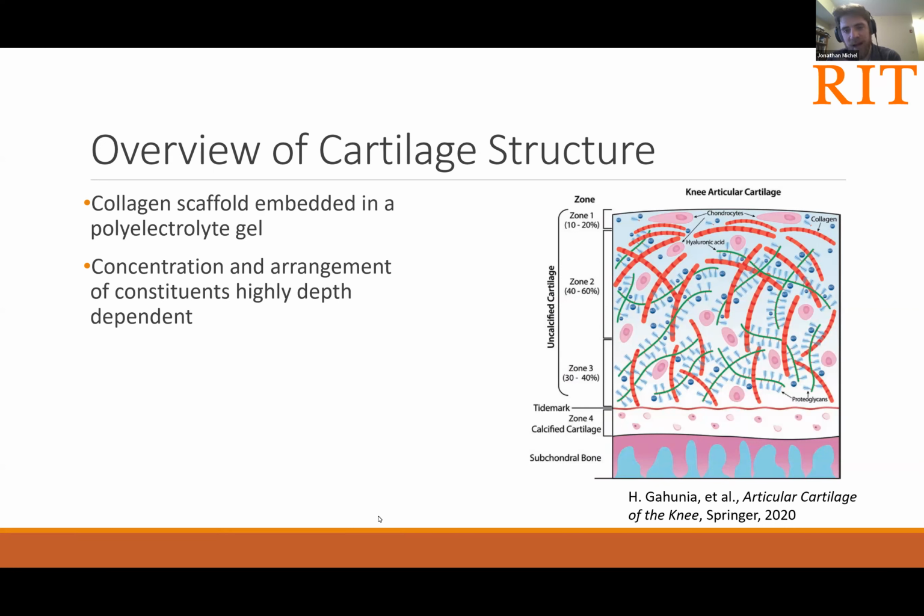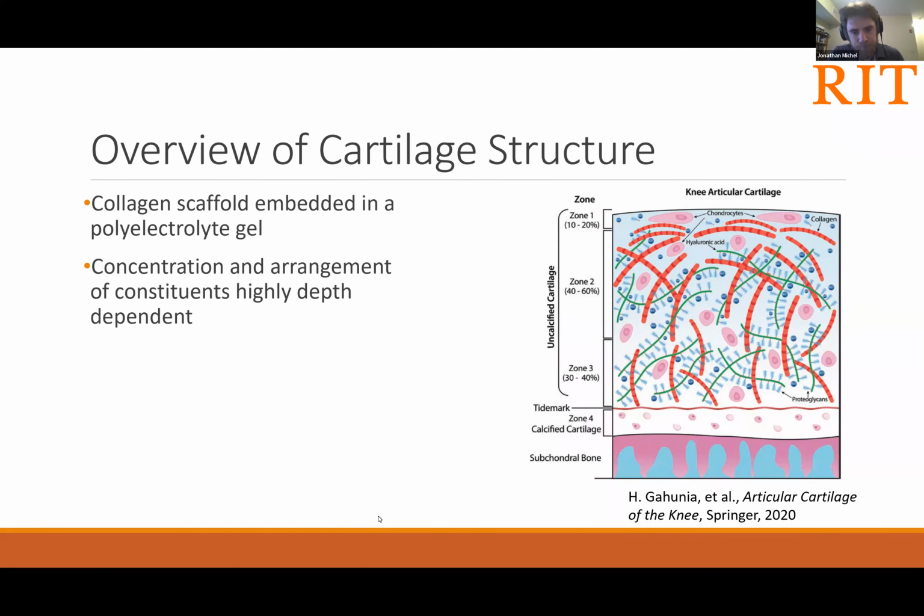As you can see, this is a very hierarchically organized structure. These are referred to as proteoglycans, and then branching off from these proteoglycans, shown in blue, are glycosaminoglycan or GAG molecules.